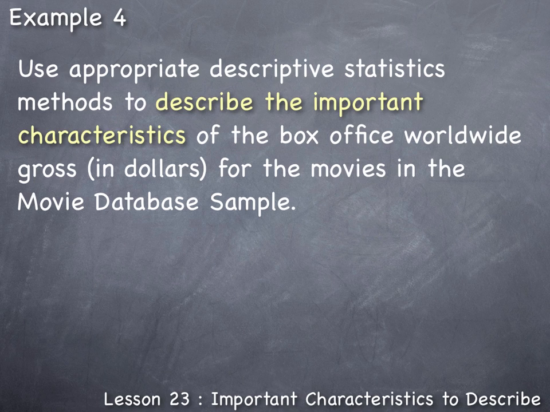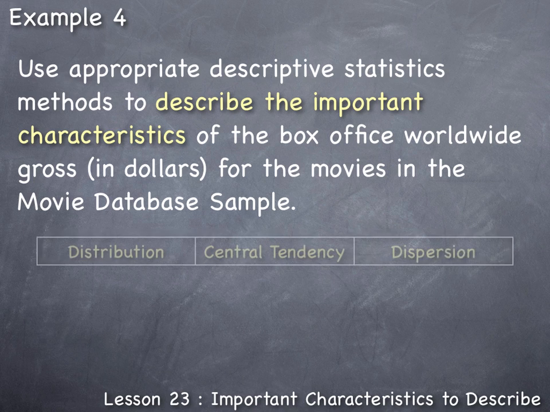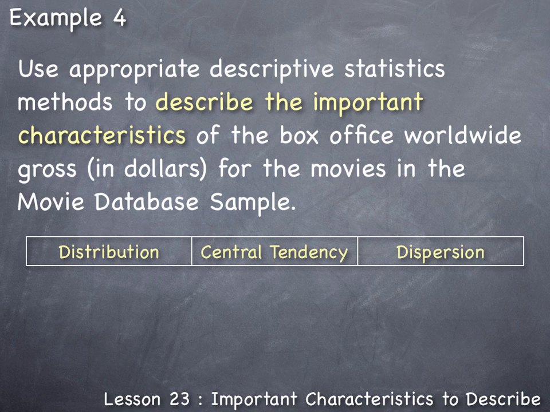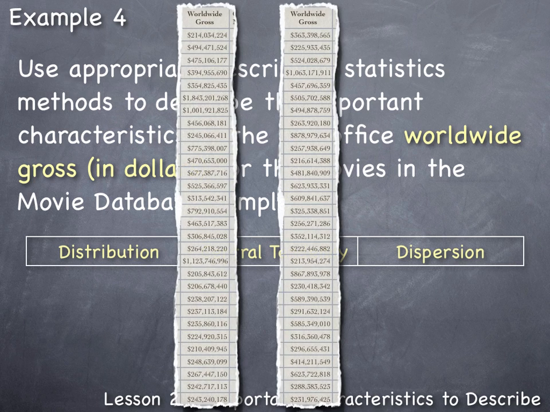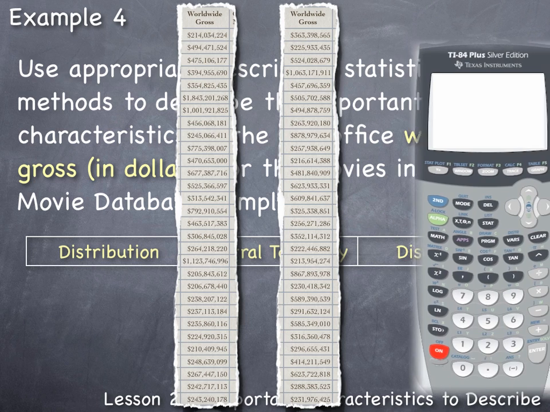So to describe the important characteristics of data, we need to focus on the three main aspects: the distribution, the central tendency, and the dispersion of the data. The data in this example was the worldwide gross for the movies in the movie database sample. So looking at the results here, the data is obviously quantitative. And we could use our TI-84 calculator to help calculate the descriptive statistics results that we need.